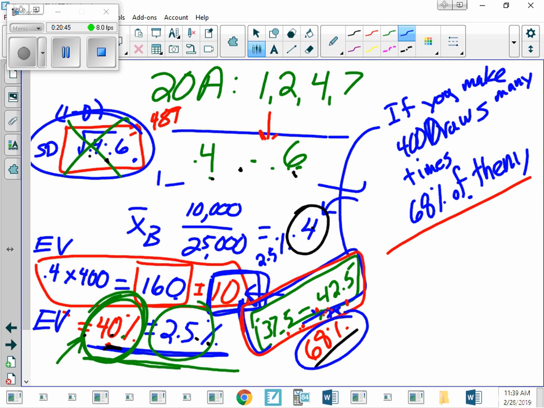Let's say I would rather be 90% sure. Then I would change my window. What would happen to the window? It would get a little bit bigger. How?